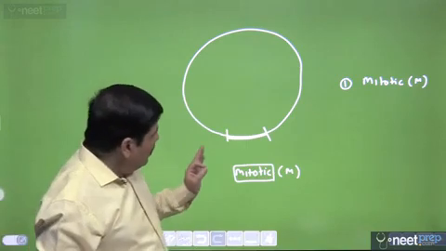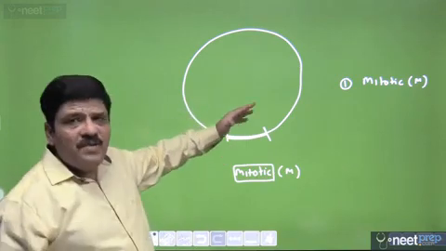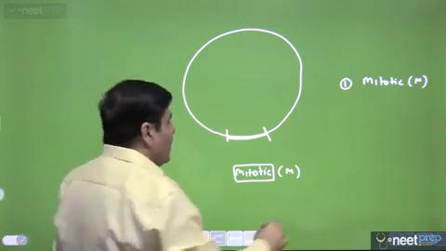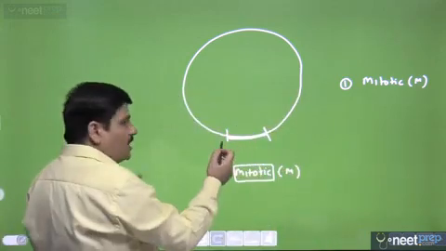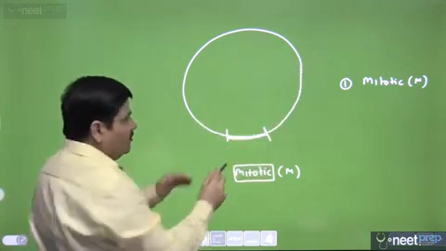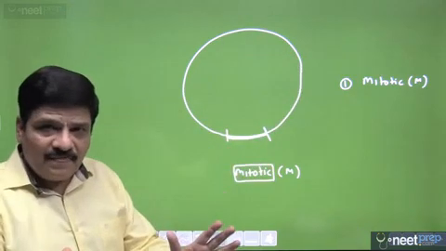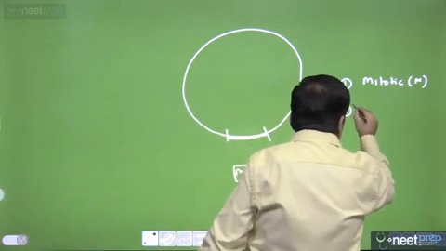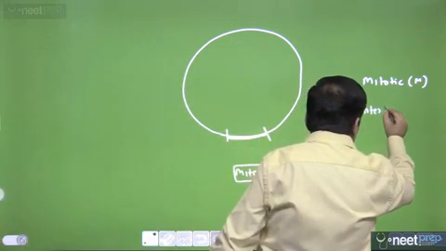Now that means the other part would be when the cell is actually not dividing, and that means we can also say that this time period is actually the time period between two successive cell divisions. This is another way of putting it, and I am calling this phase as an interphase.